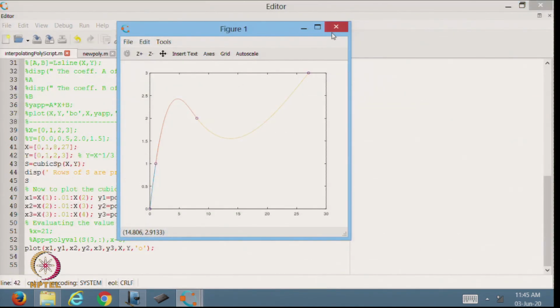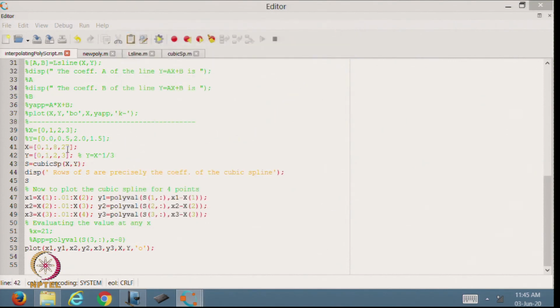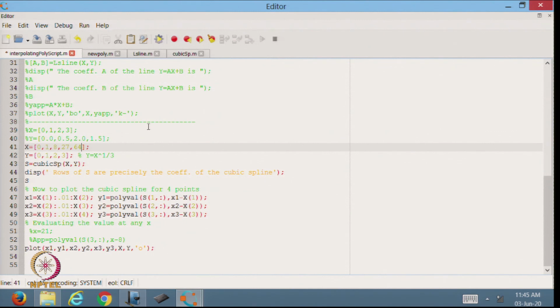The same thing you can define for any number of data. Suppose I just increase the number of points here. So, let us try to find out. So, I take it 64 and 125, suppose I take this one, and then I take it 4 and then 5. So, let us increase the data. Just I have increased 2 raised to power 3 is 8, 27, 64 and 125. So, let us try to run this one.